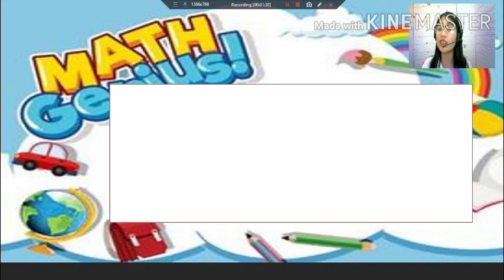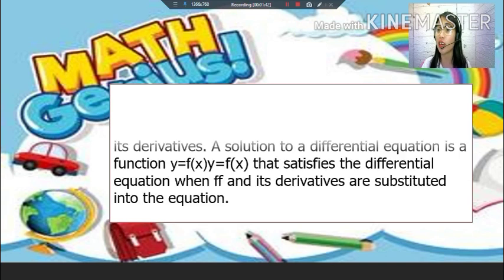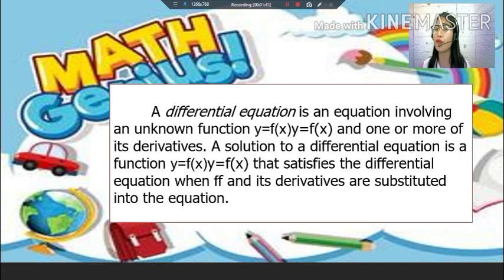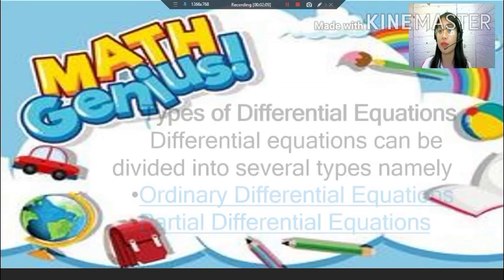And this is the second definition to further understand what a DE, or differential equation, is. It's an equation involving an unknown function y equals f of x, and one or more of its derivatives. A solution to a differential equation is a function y equals f of x that satisfies the differential equation when the function and its derivatives are substituted into the equation.